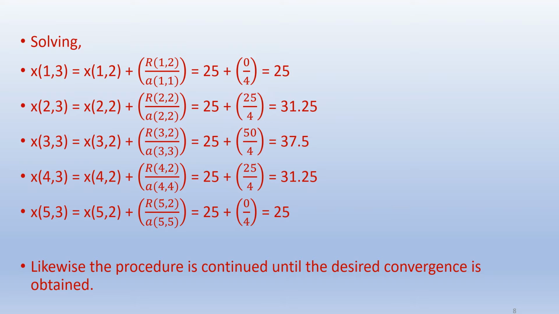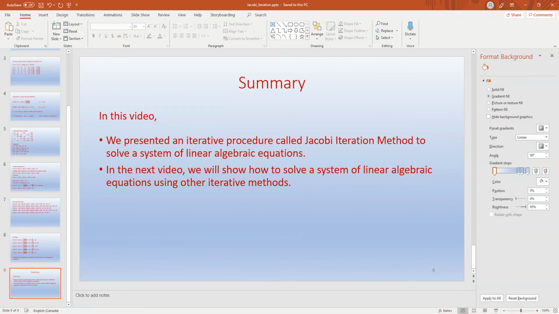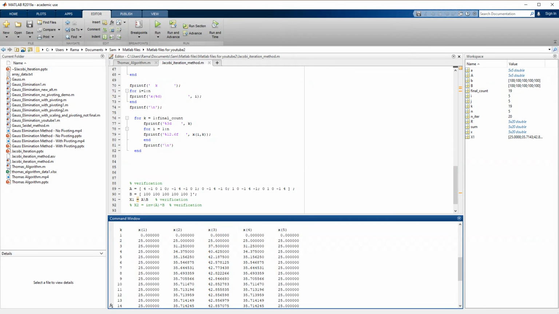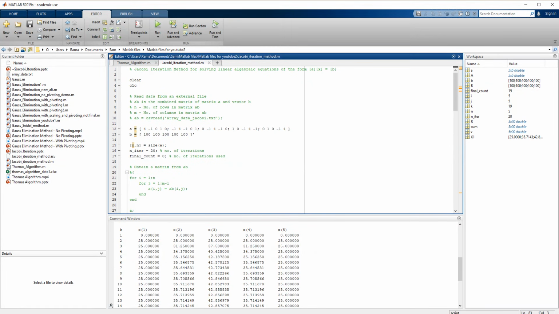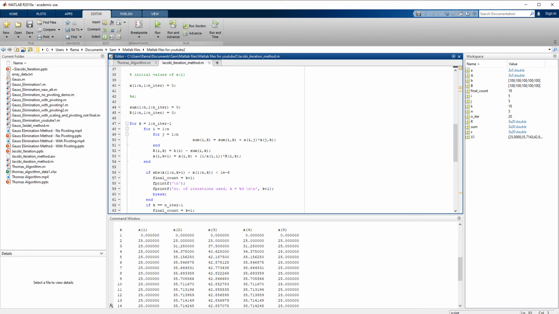So let's go back and look at the Matlab. So the procedure for the Jacobi Iteration Method is given here, and A is the square matrix we're talking about, and B is the right hand side vector. N represents the size of the square matrix, which is the number of columns or the number of rows. Let's assume the total number of iterations to be 20, and the Jacobi Iteration Method is given here.